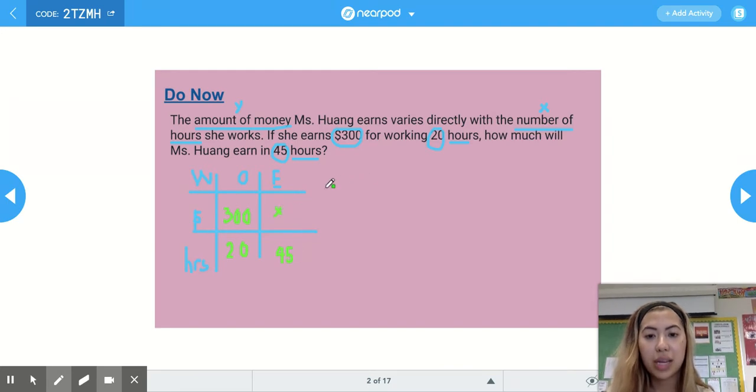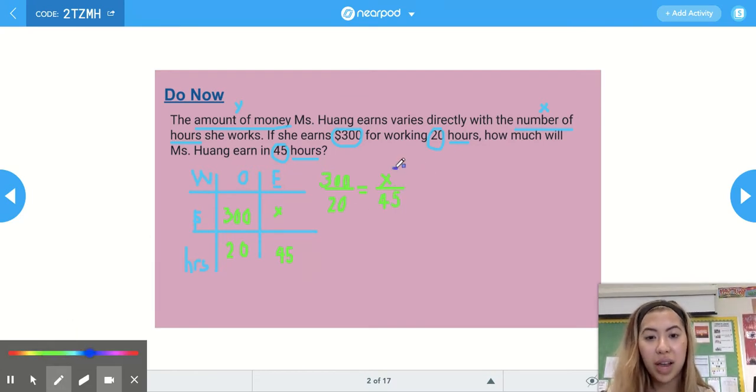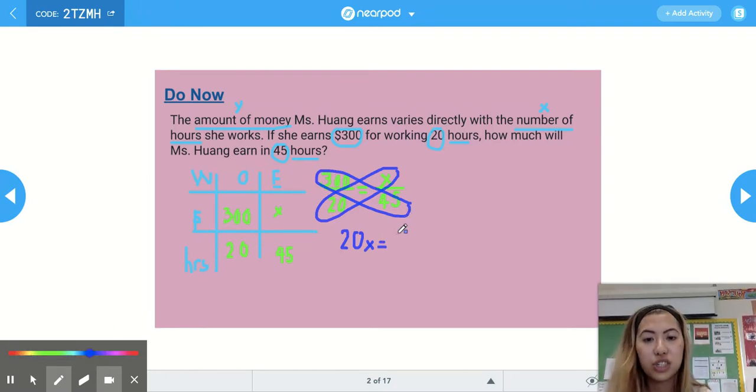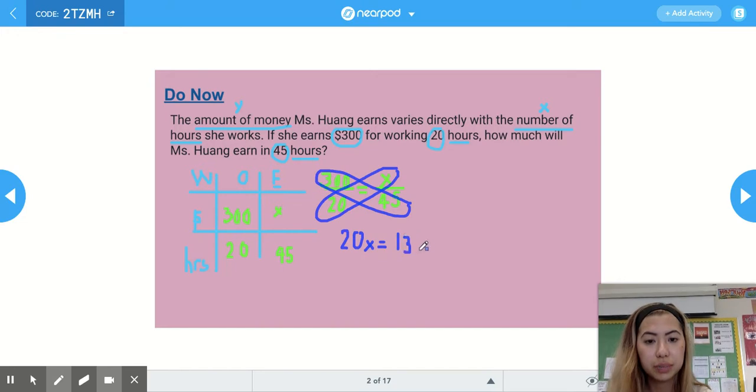So from this WOE chart, I can make my proportion. I have 300 over 20, then I have x over 45. I'm going to cross multiply and divide, or do the butterfly method. So I have 20 times x, which is 20x. Then I have 300 times 45, which is 13,500.